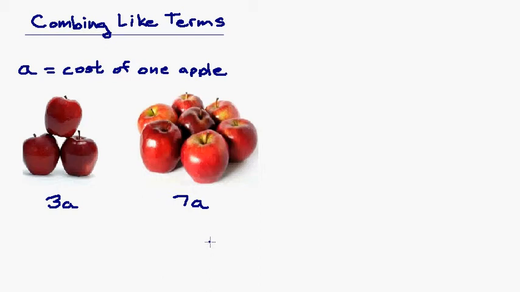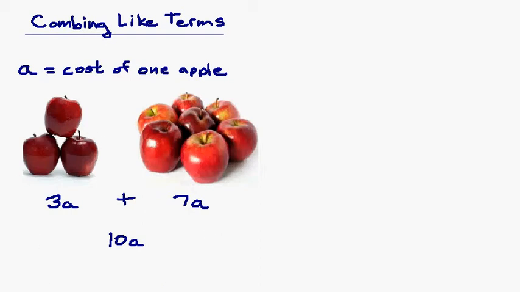So the idea of combining like terms, this 3A represents a term and this 7A represents a term. So if we wanted to buy both of these things and we wanted to know the cost of all the apples together, we could add that together. We'd say, well, the cost of 3 apples plus the cost of 7 apples would give us, hopefully you're thinking, 10 apples, 10A, 10 times the cost of 1 apple because I have 10 apples. That is the basic idea of combining like terms. Now these two terms are like terms because they both represent apples.